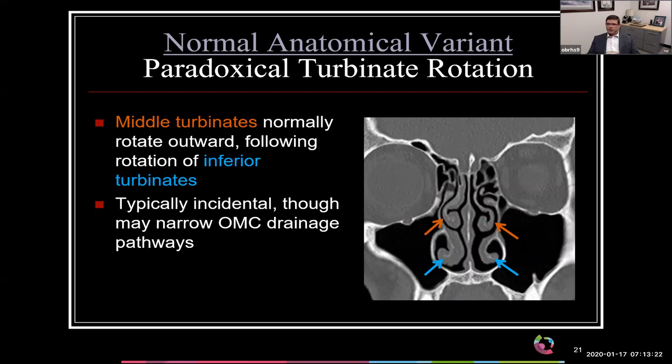The next thing we'll talk about is paradoxical rotation of the turbinates. So under normal circumstances, both the inferior and middle turbinate rotate outwards. With paradoxical rotation, the middle turbinate rotates inwards. Just like a Haller cell, it's typically incidental and completely asymptomatic, but at times the paradoxical rotation can narrow that middle meatus, cause lateral displacement of the uncinate process, and narrow the infundibulum like you can see on the right-hand side, whereas on the left-hand side, you do have that paradoxical rotation, but you do not have associated narrowing of the middle meatus.